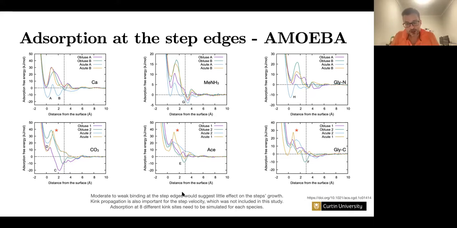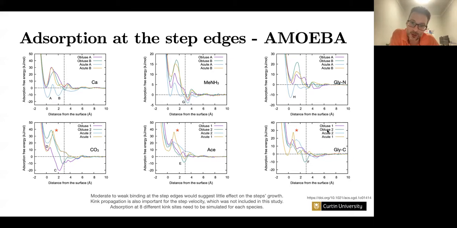So we started working on this, but as you can see, these calculations are already fairly expensive. And then if we break the symmetry further and have the kinks, we now have to do 8 calculations for each molecule, which would make it fairly impractical.